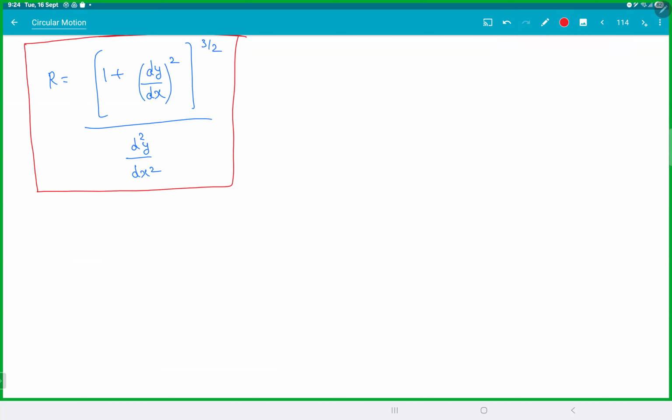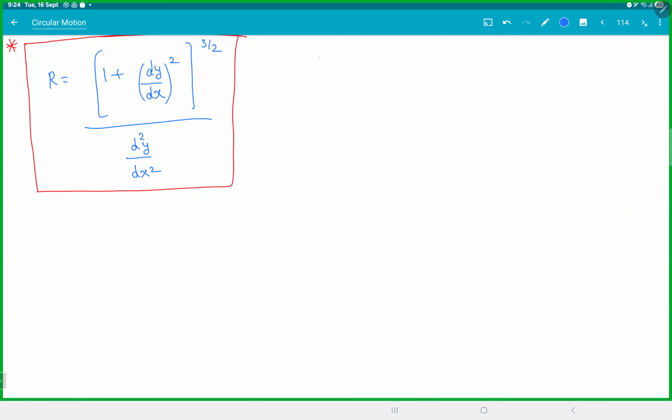Remember this, useful, saves you time. If you're doing questions from Irodov, you'll need it. Put a mod. It's a magnitude. The sign of the radius of curvature simply indicates the concavity, convex or concave.